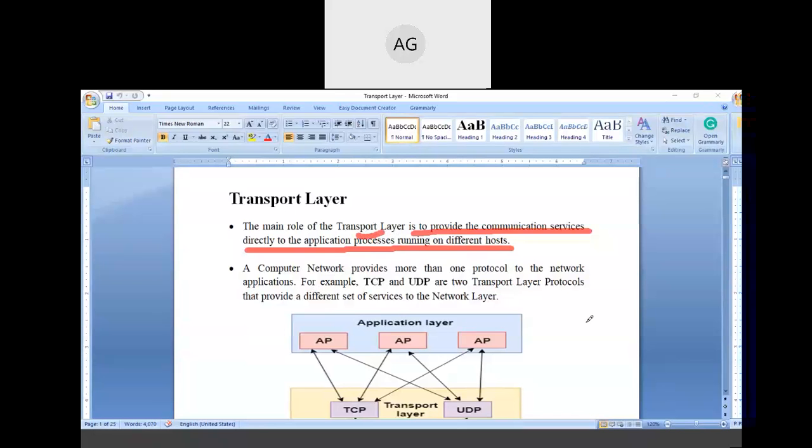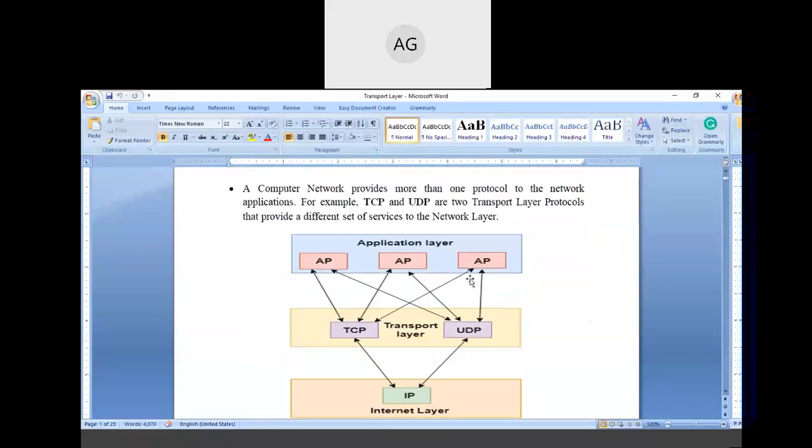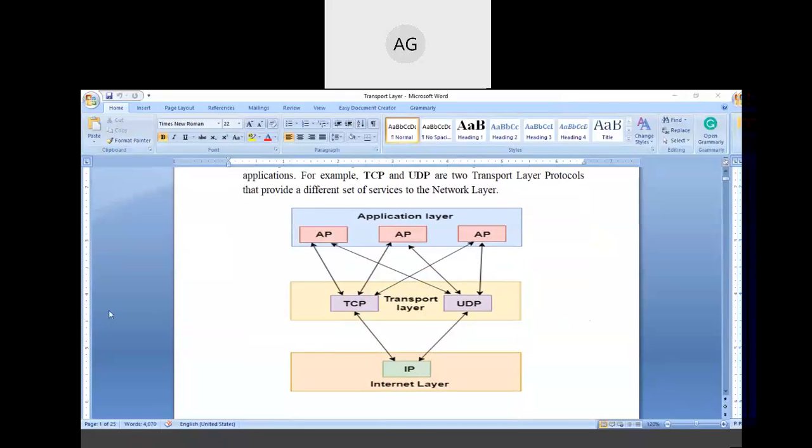So as you can see in the diagram, this is the application layer, and in the application layer we have different processes, which we already studied in unit 2, like the email services or the file transfer protocol services. So these are different types of application services or application processes.